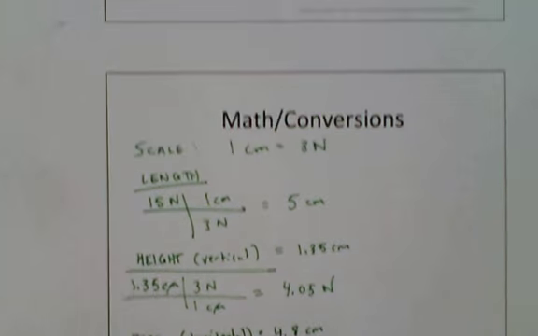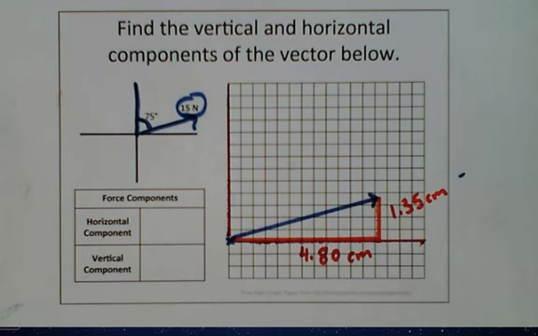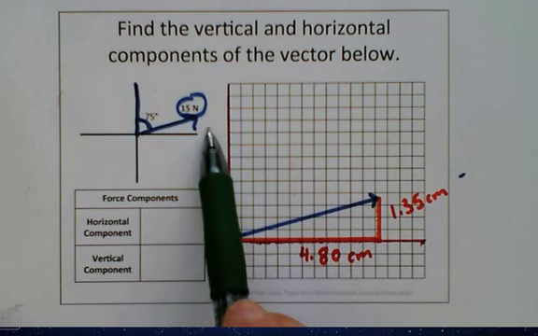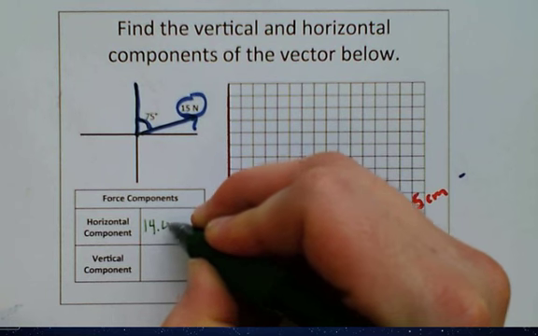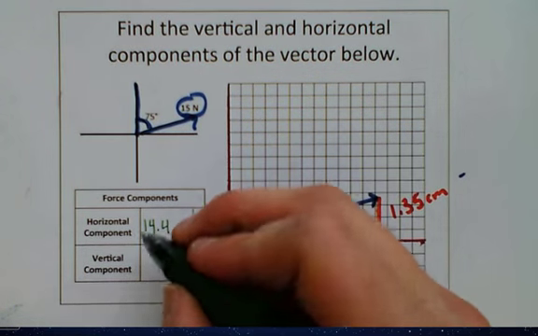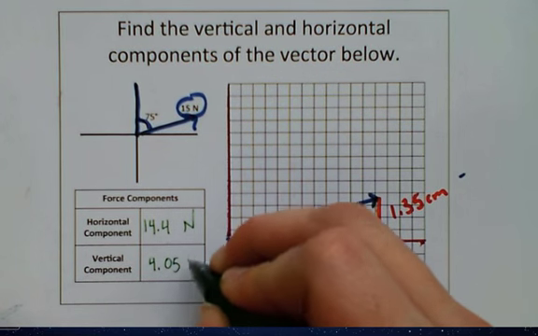I can go back up to the top and fill those in. Since I noticed that my arrow points up and to the right, both of the values are going to be positive. Horizontal component was 14.4 newtons, and the vertical component was 4.05 newtons.